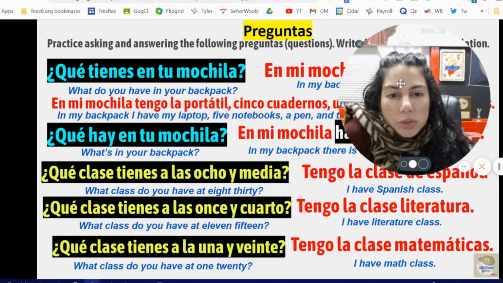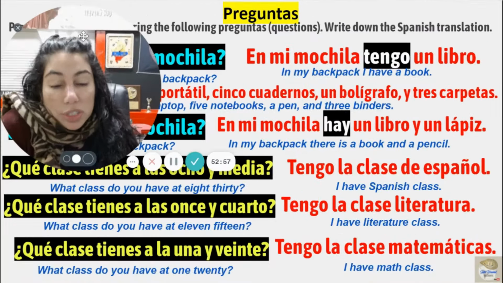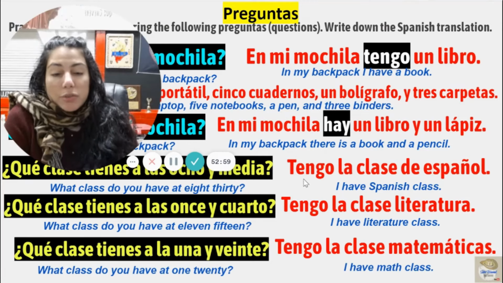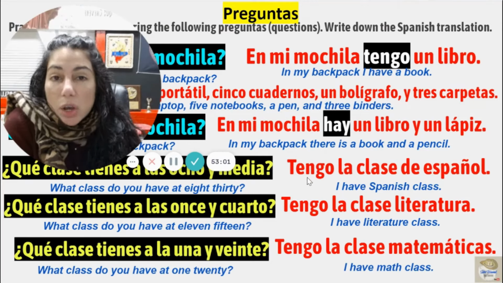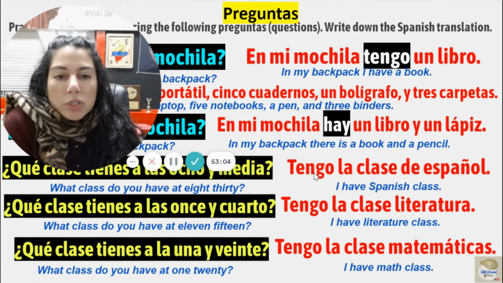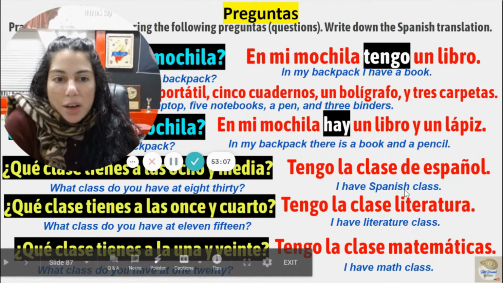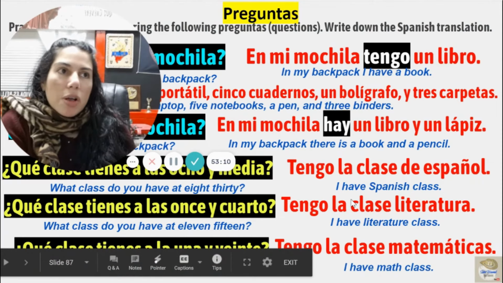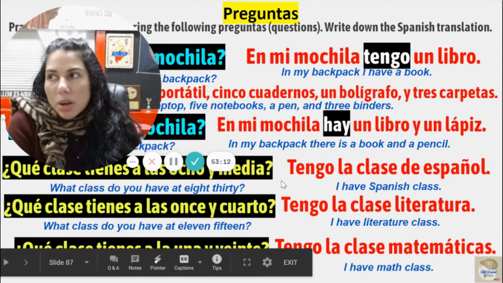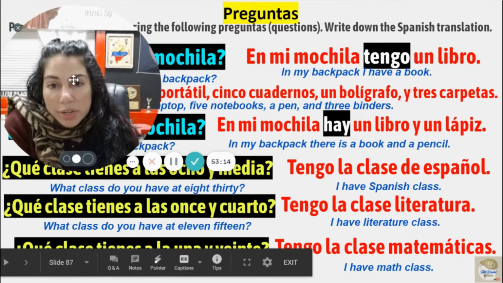So I'm asking you with the verb tener, so you would use the verb tener to answer. I have is tengo, tengo. So tengo la clase de español, right? You would say tengo, I have Spanish class, or tengo ciencias, or tengo la clase de arte, or whatever class you have.